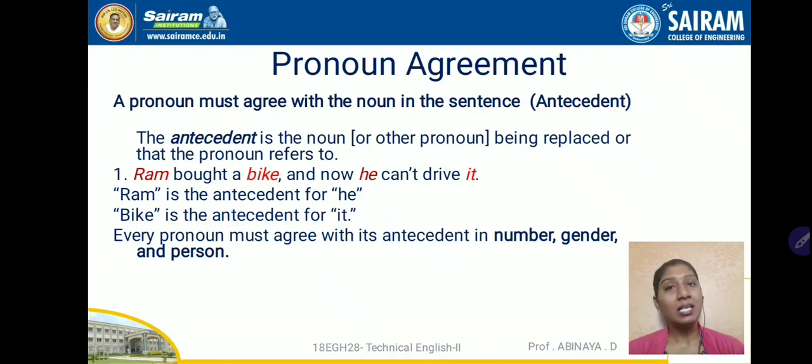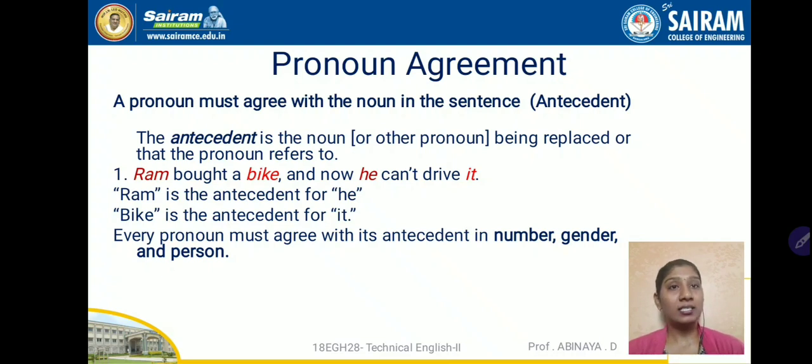So what is that agreement between this noun and pronoun? A pronoun must agree with the noun in the sentence. The pronoun is going to substitute a noun, and that noun has to agree with this pronoun. And that noun is called the antecedent. The noun a pronoun is going to substitute, we are going to substitute a noun with a pronoun, that noun is called the antecedent.